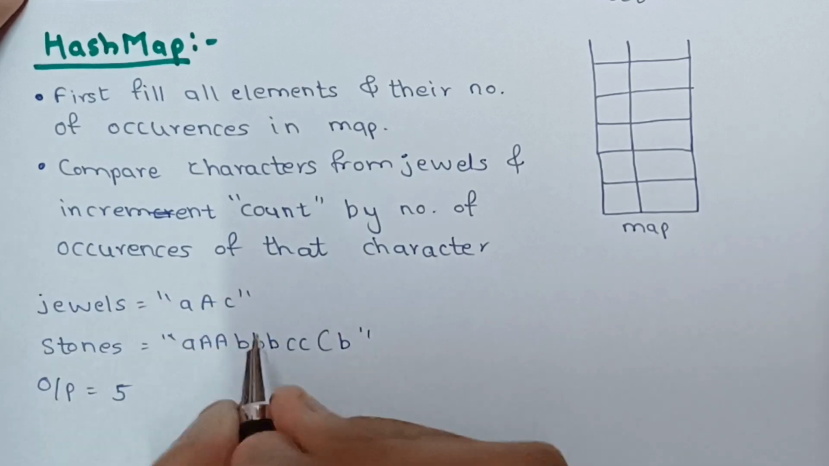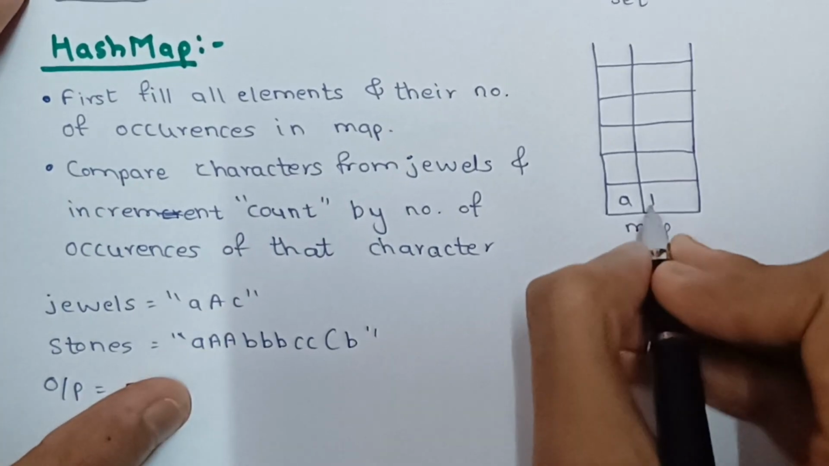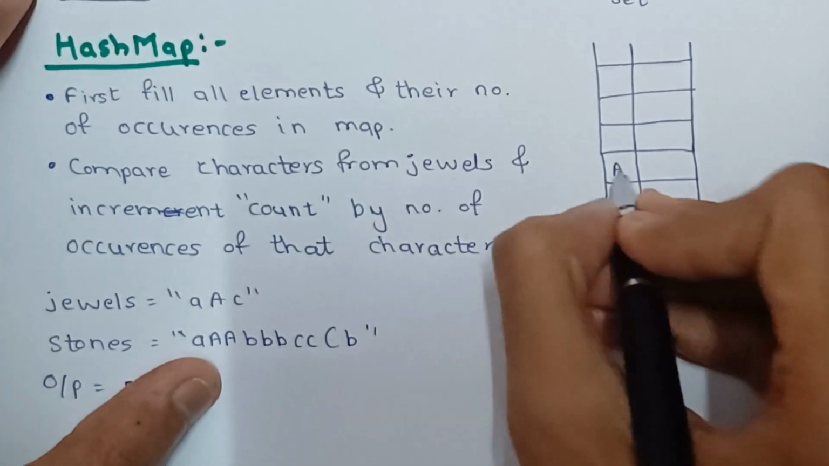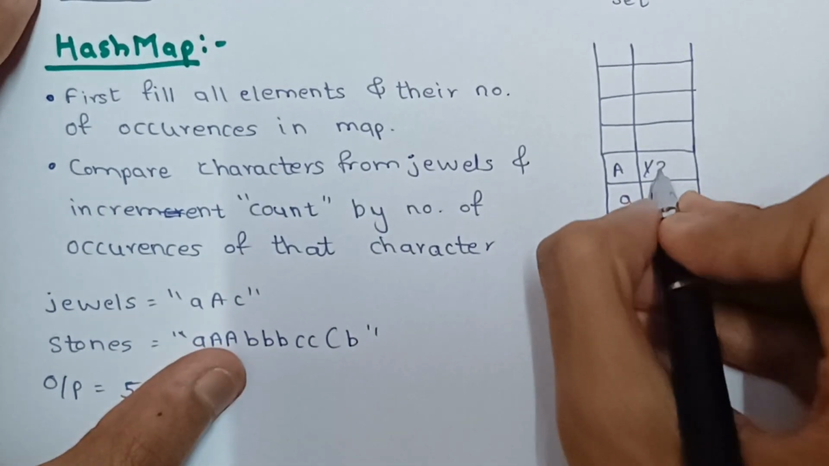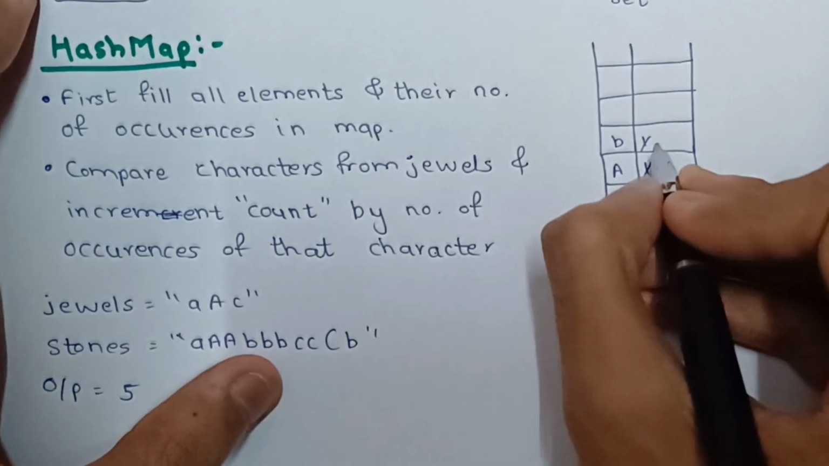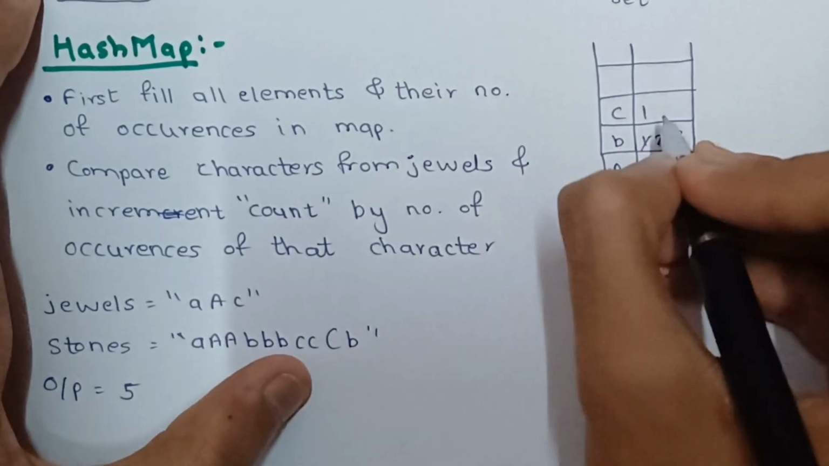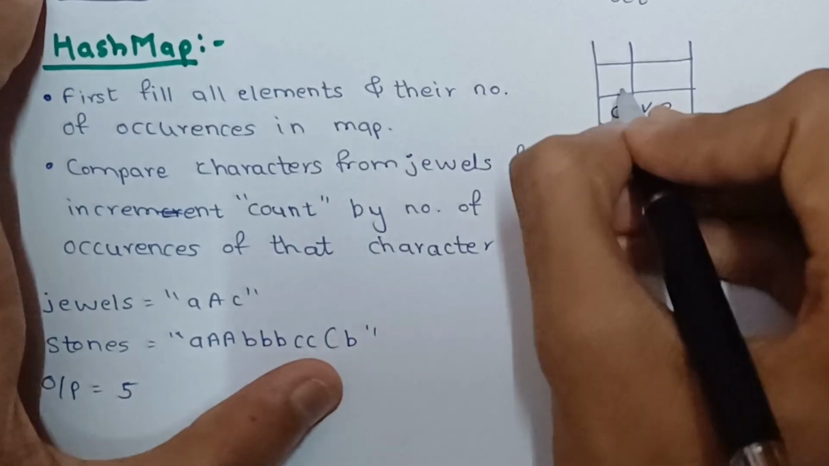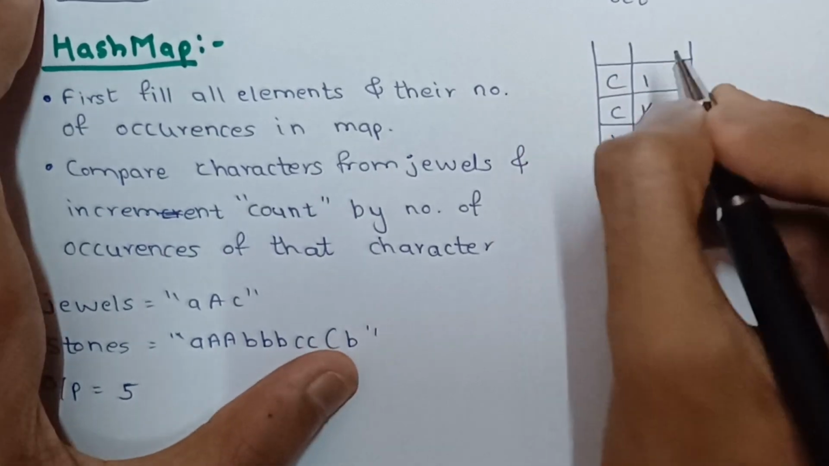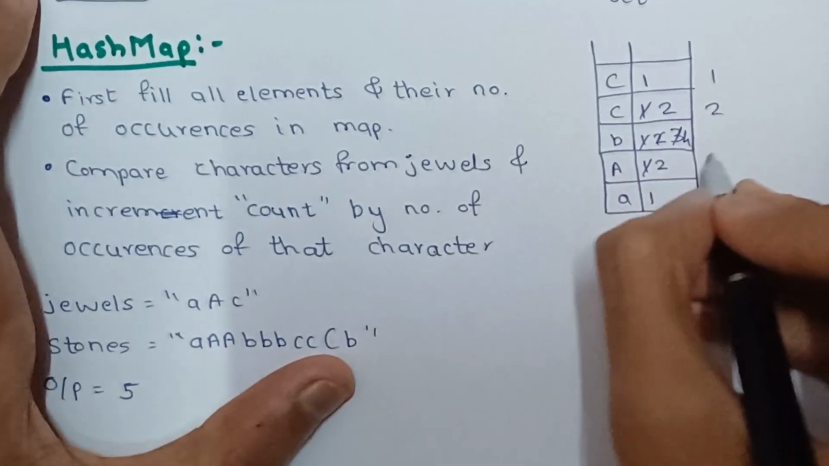First step, a is there, so a is added in the hash map and the occurrence is 1. Capital A, it's 1, again capital A, so its occurrence will be incremented. Then B, its occurrence will be incremented again and again. Now C, C is 1, again there is 1, so incremented. Then capital C, its occurrence is 1, and again capital B, it's incremented to 4. So it will look like this.